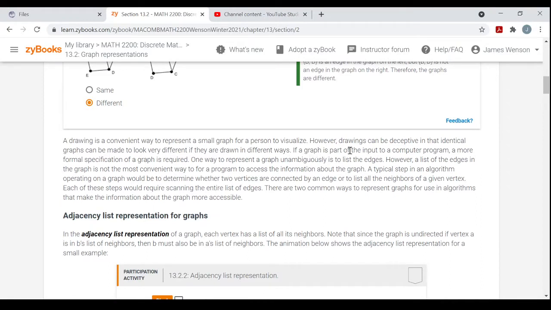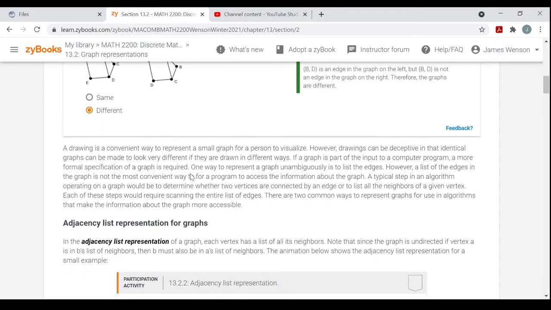If a graph is part of the input to a computer program, a more formal specification of a graph is required. So we're going to start getting into different ways to represent a graph, without a picture.